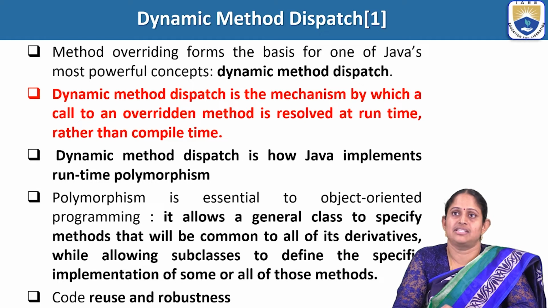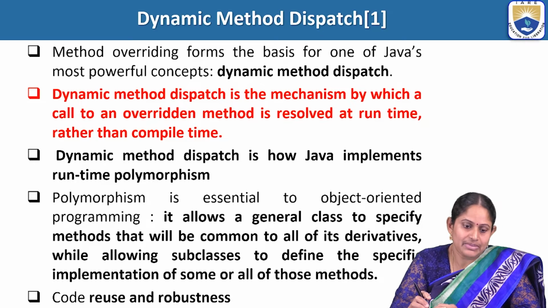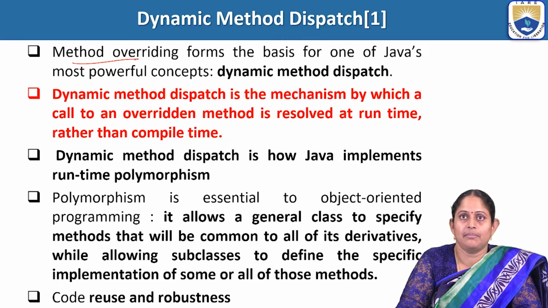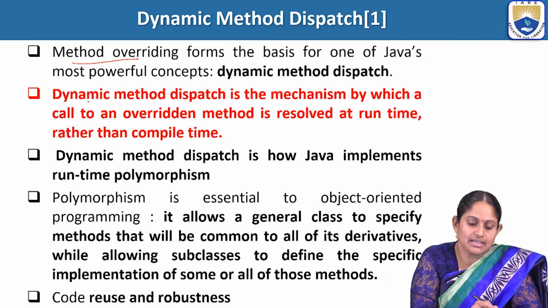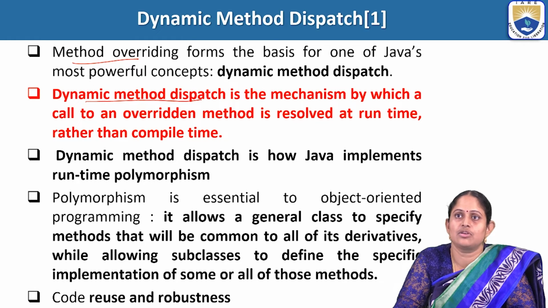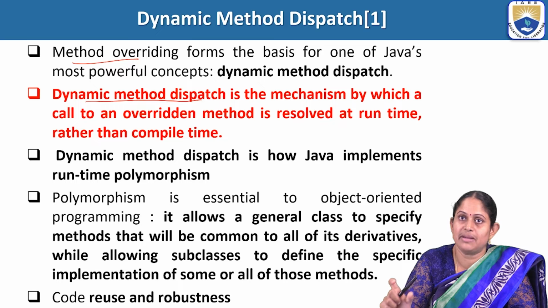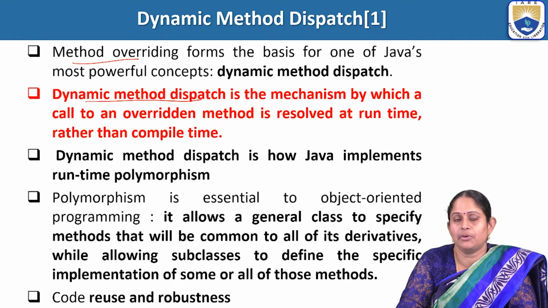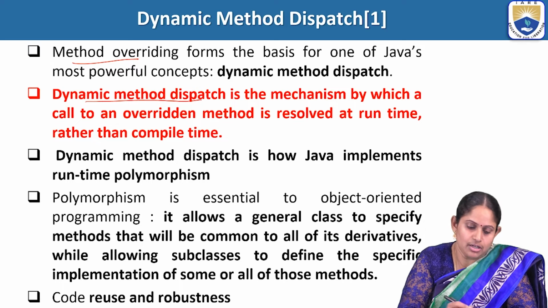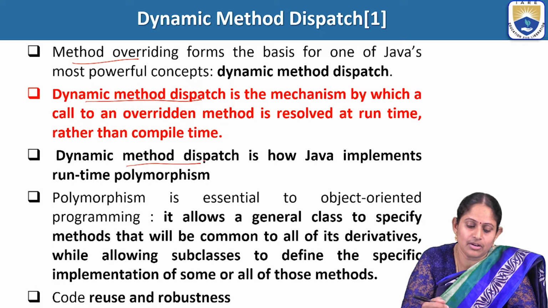Next is dynamic method dispatch. This is one of the important features and powerful concepts of Java, and it is achieved because of method overriding. Dynamic method dispatch is the mechanism by which a call to an overridden method is resolved at runtime rather than compile time. We have already seen that, depending on the object invoking the method, that particular version will be invoked. We'll look into the detail of that, and this is done by DMD, or dynamic method dispatch.